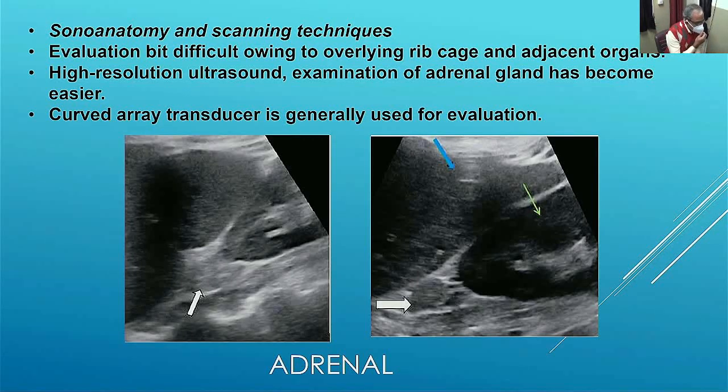Adrenal evaluation is a bit difficult, overlying the rib cage and the adjacent organs. With high resolution ultrasound, we can identify the adrenals at the upper pole of the kidney. The left side adrenal is sometimes more difficult to see, but in children you can see it very nicely. You see the adrenals, and it should be included in your routine examination protocol.